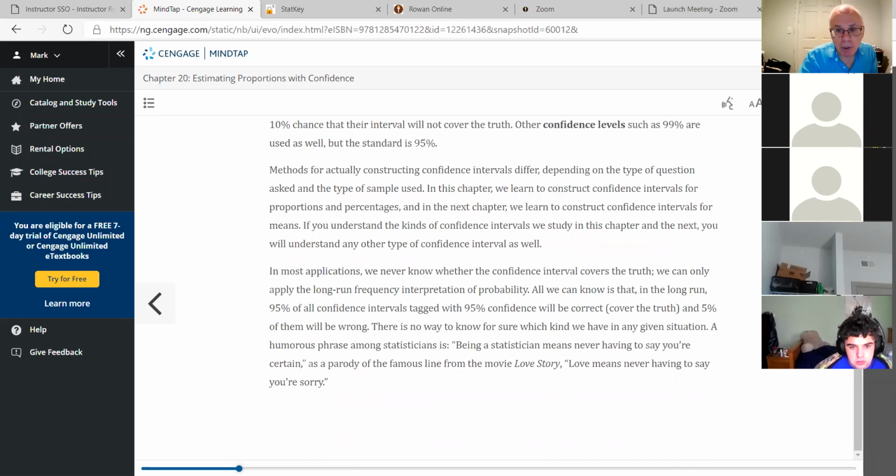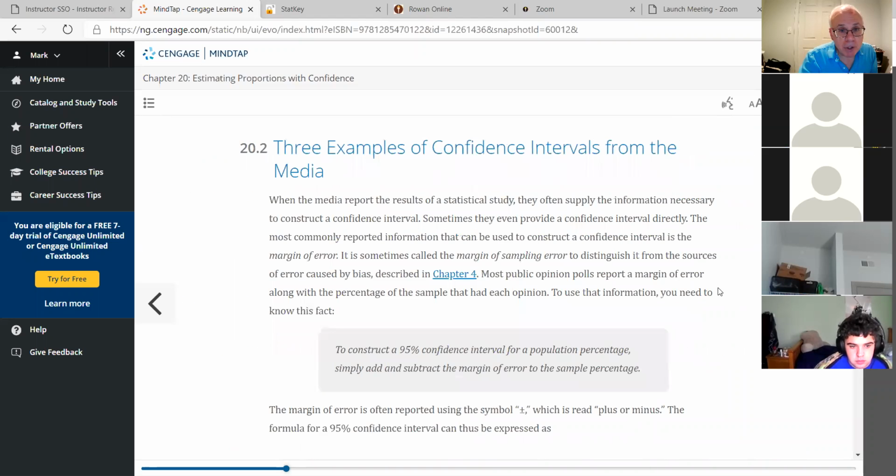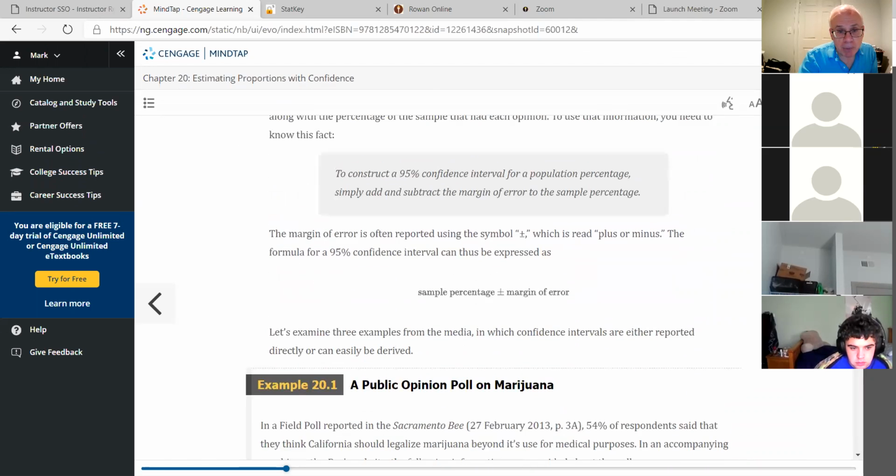All right, so let's go to the next section here. Now they give some examples of confidence intervals here using proportions. I want you to pay attention to this formula in the middle here. It says a confidence interval can also be defined for a proportion as, and I would replace percentage with proportion, a sample proportion plus or minus a margin of error. Okay? A sample proportion plus or minus a margin of error.